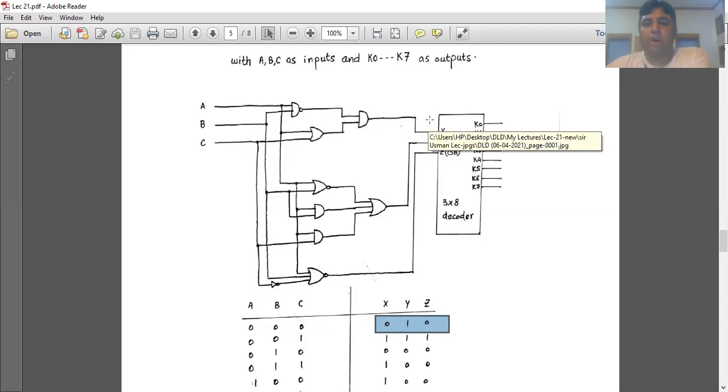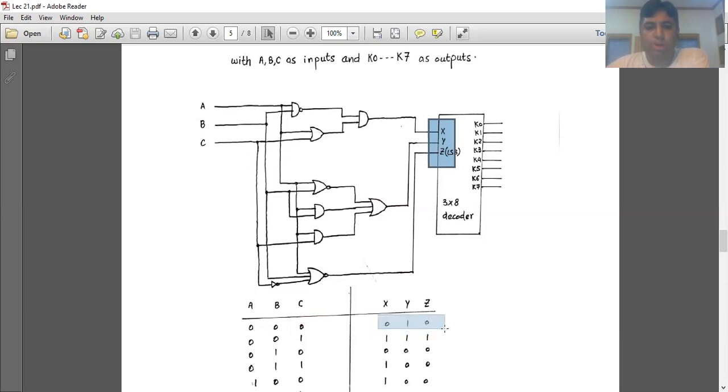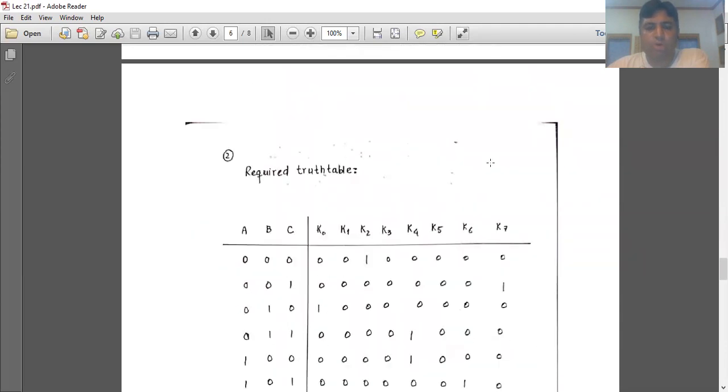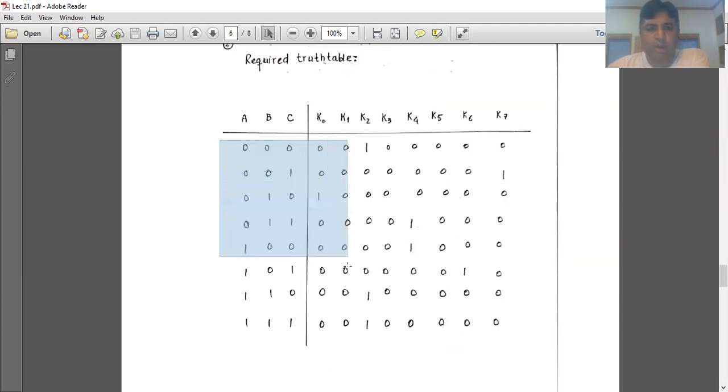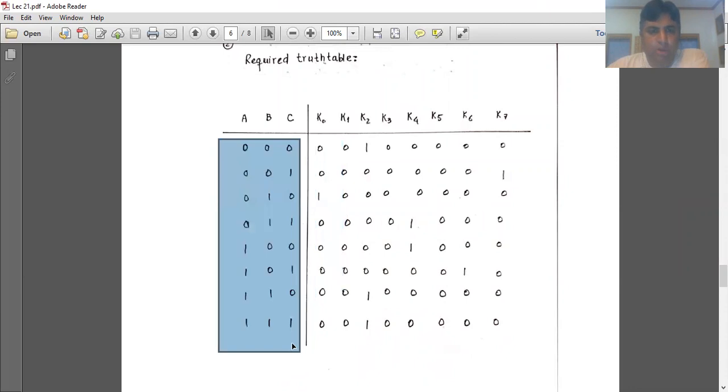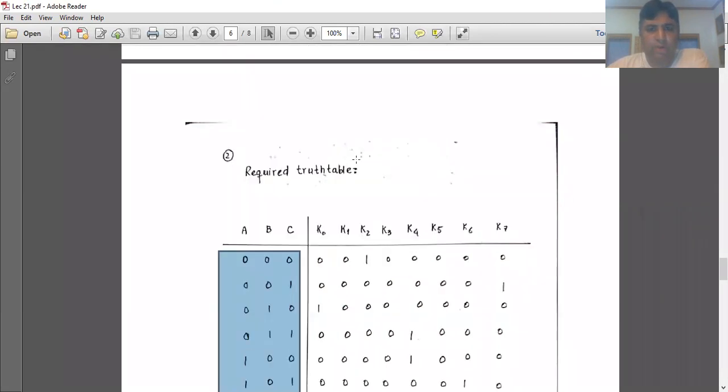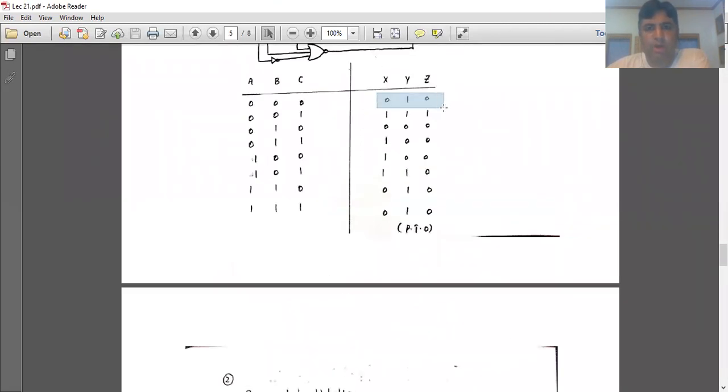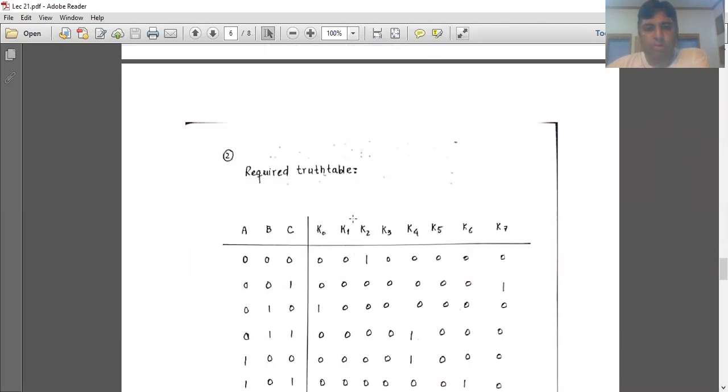Now, in the previous lecture we determined that if X is equal to 0, Y is equal to 1, and Z is equal to 0, this is binary 2. For binary 2 we will have K2 equal to 1 for a 3 by 8 decoder. So if you go to the next page, we have again listed A, B, C as the inputs, and we have determined that ABC generates XYZ equal to binary 2.